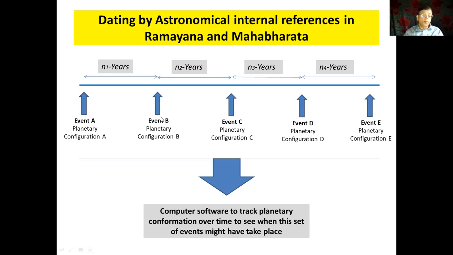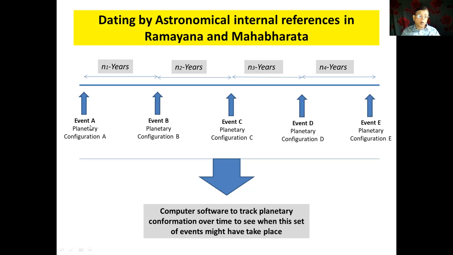But you see, when you look in the software at when these configurations occurred at these differences of time, so many years, it becomes a very unique kind of combination. It is unlikely that this kind of combination would have repeated many, many times. So this is a very interesting way of really finding out when those events actually happened.